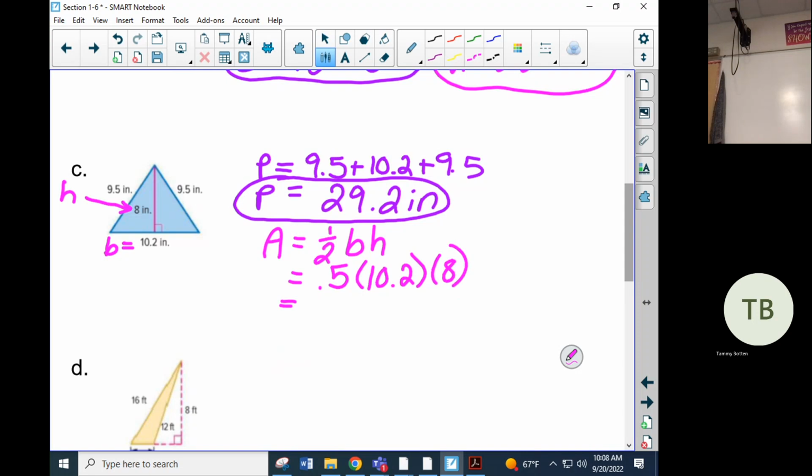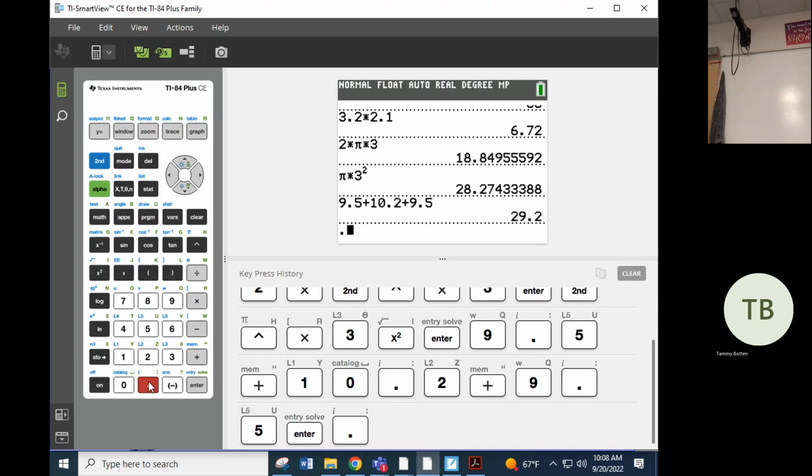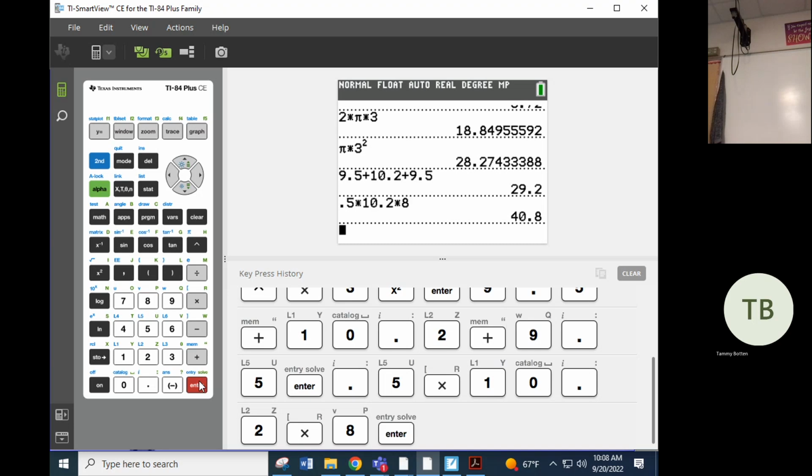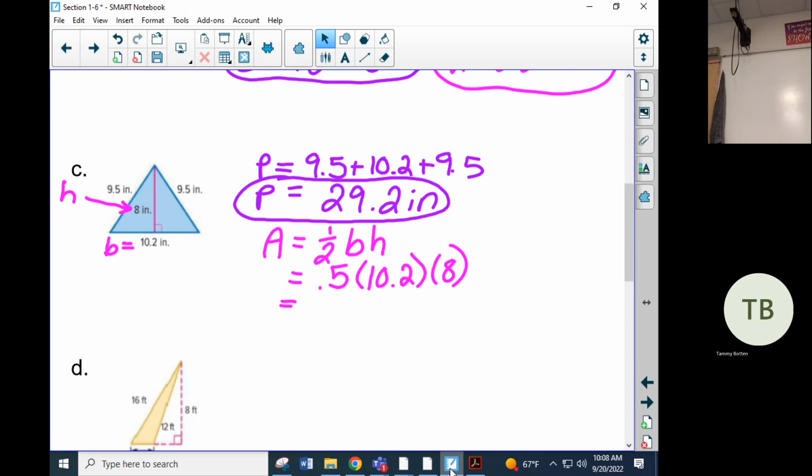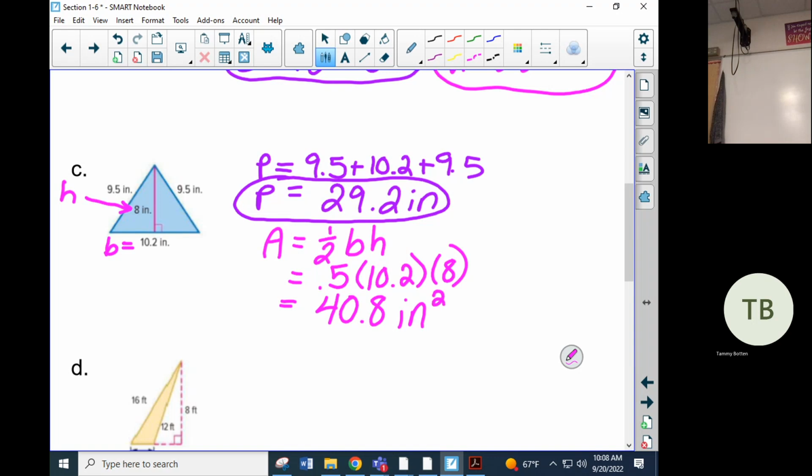Okay, so if we go to our calculator, we can just go 0.5 times 10.2 times 8. And we get 40.8. Now this is area, so this would be square units.